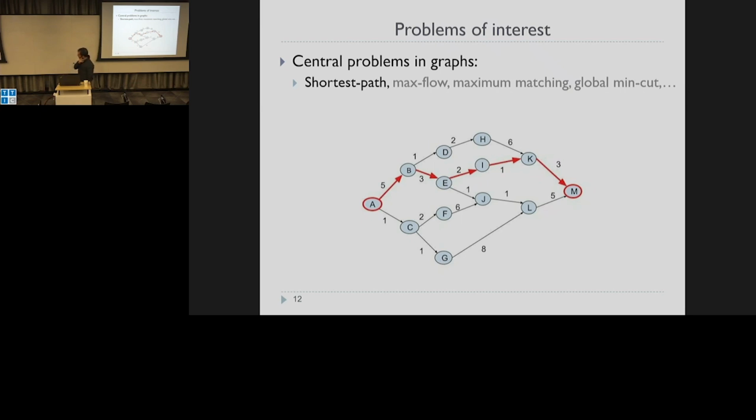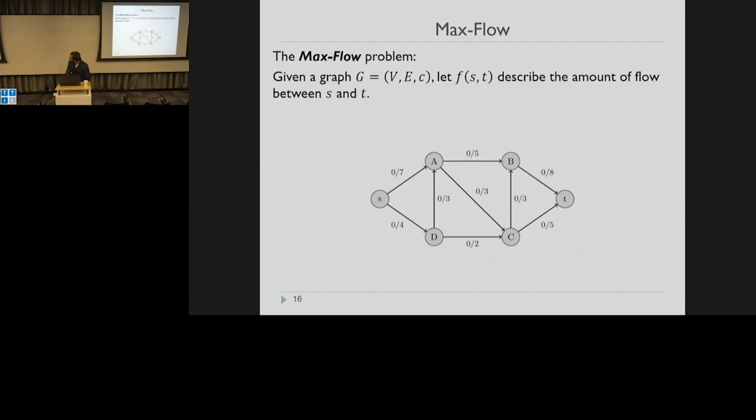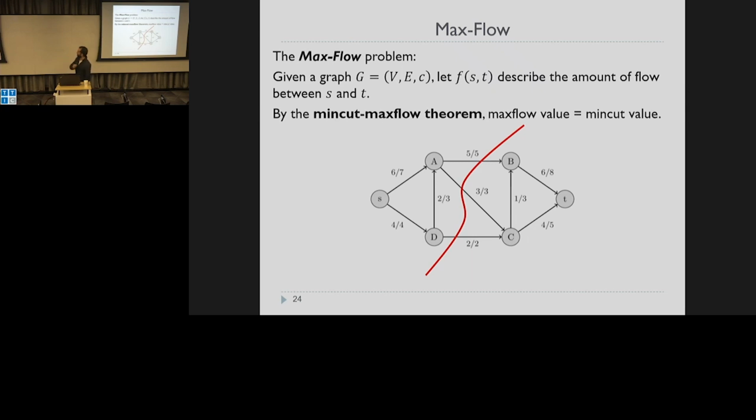So what are central problems in graphs? We can talk about shortest path, maximum flow, matching, global minimum cut. Specifically maximum flow. This is not a general audience here, I would assume, and so we all know max flow. It's a pretty basic problem, so let me go quickly. Let me just remind you that the value of the maximum flow from S to T is also the value of the minimum cut, by the max-flow min-cut theorem.